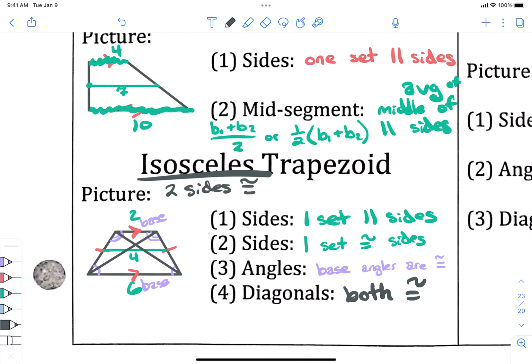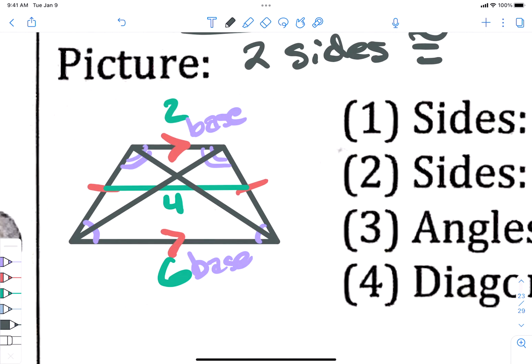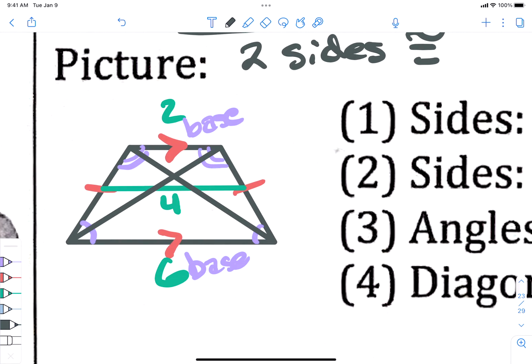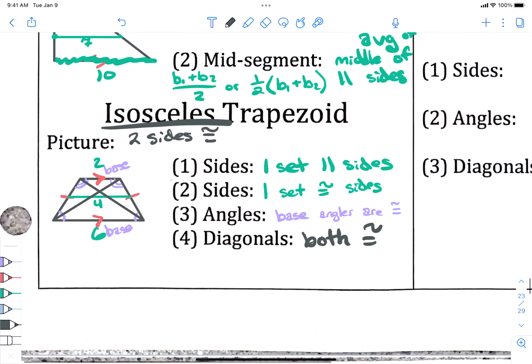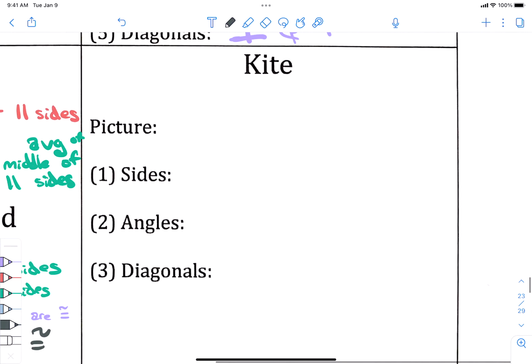Do they bisect each other? Do they split each other in half? No, because like this is shorter than this one, right? So it doesn't bisect, but they are the same length. Okay, good? Isosceles trapezoid, regular trapezoid. Okay. Kite. Oh, I like these.